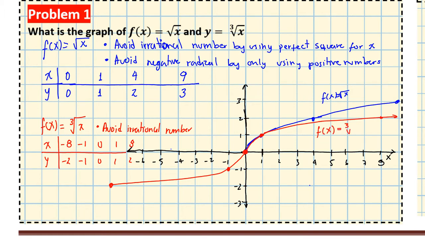Now let's talk about the differences between the two. First, this one, f of x is equal to the cube root of x, has a domain of all reals. Okay, and a range of all reals.